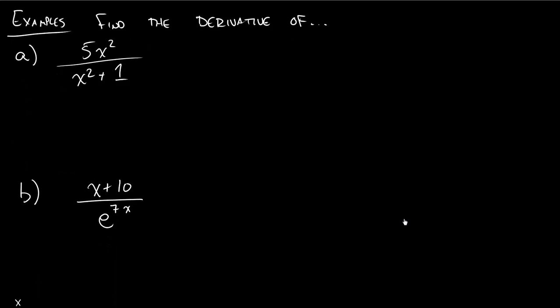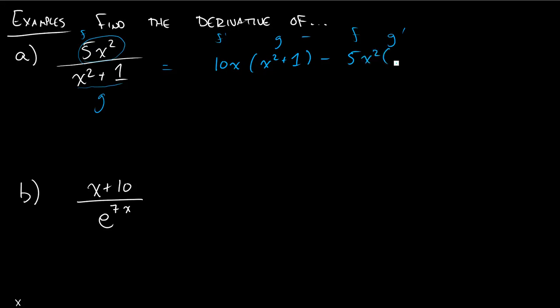So this first one, again, the key with all of these is just identifying your f and your g and following the formula. So here we have f, and here we have g, and our formula is, this is going to be equal to f prime g minus f g prime. And so we'll have f prime on top. It's going to be 10x, and then g is x squared plus 1, and this will be minus f, which is just 5x squared, and g prime is just 2x. Now this will all be divided by g squared, which is x squared plus 1 squared.